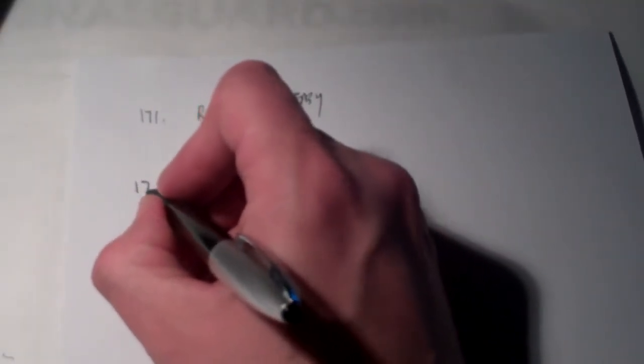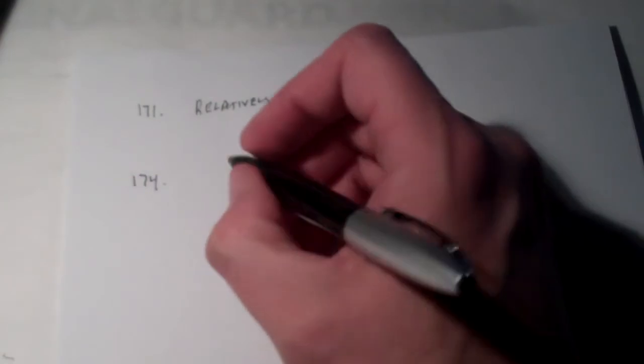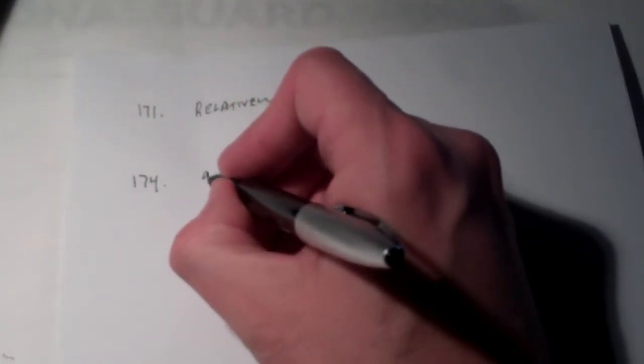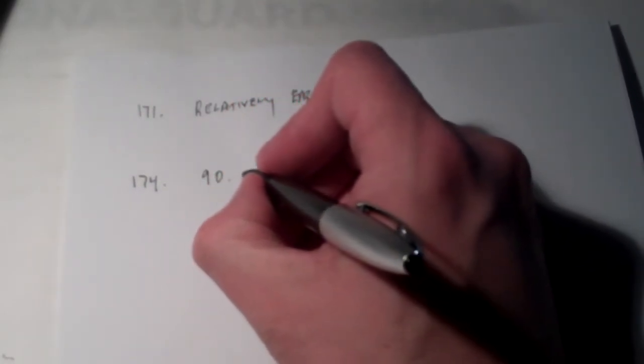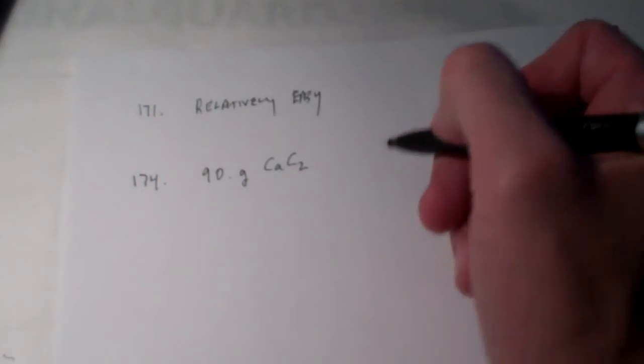Let's hop down to 174. So, for number 174, let me find the right page for that guy. Sorry. It asks about acetylene. It said acetylene is C2H2, and it wants to know how much acetylene can be made from a reaction of 90 grams of calcium carbide. So we're given 90. grams of calcium carbide. The formula is given. And it gives you the following reaction.